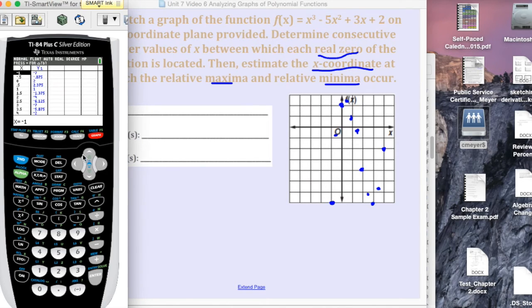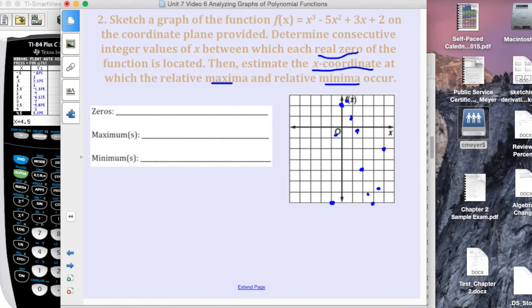And if you want to find more values on your table, you can just arrow up and down. So this tells me that 4.5 is 5.375. Okay, so way up here somewhere. Then once again, we go ahead and connect our dots.